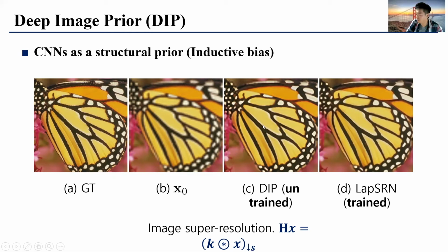This one is an untrained network, which uses only this single image to make this result. Just to explain once more for those who are not familiar with deep image prior, this model is trying to fit the low resolution image, but because the CNN structure itself is working as a really implicit prior, it favors a clean image, so that it somehow outputs the super-resolved image, even though it tries to overfit onto the low resolution image.